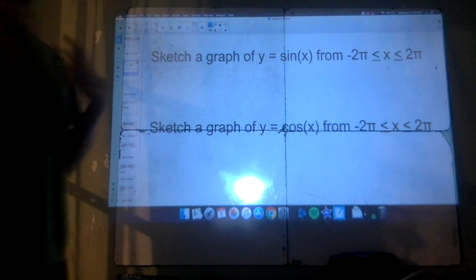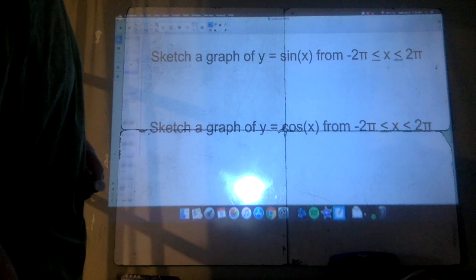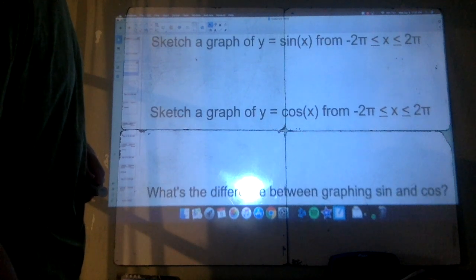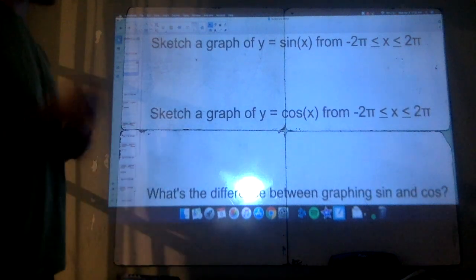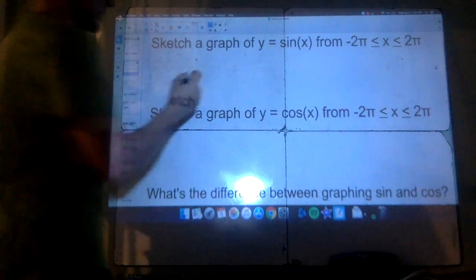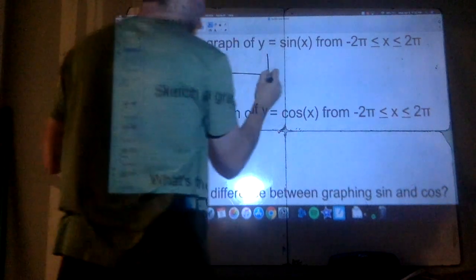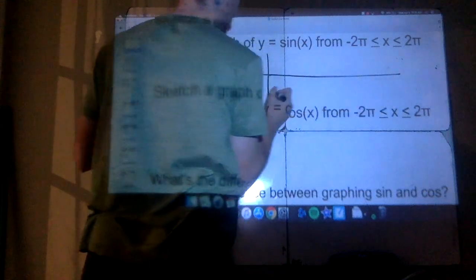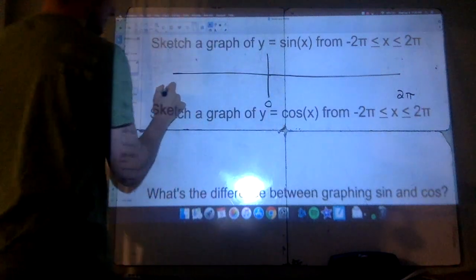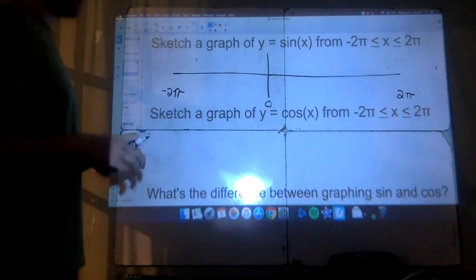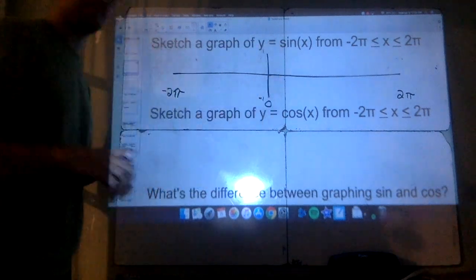We're just going to get our basic sine and cosine graphs down. Okay, so we're just going to sketch a graph of sine of x and cosine of x. Keep in mind, what is the difference between graphing sine and cosine? So how we do these is we're going to usually graph, like on the test, you're going to have to go from 0 to 2 pi. You're going to have to do like 2 cycles on your test. So the way we do this is we go from -1 to 1.